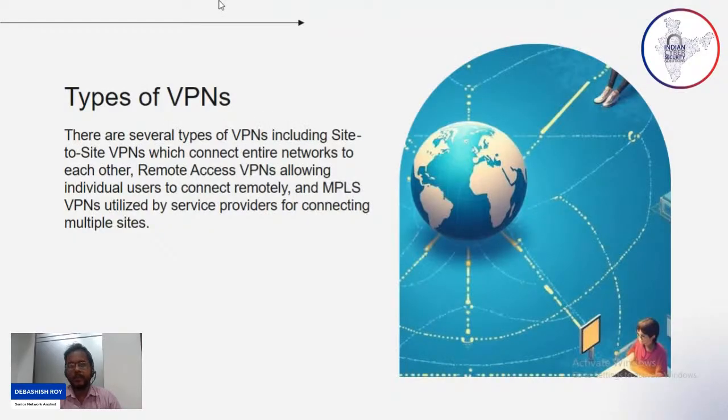Now, what are the types of VPN? There are several types of VPN, including the site-to-site VPN and remote access VPN. There are others like MPLS VPNs as well. Site-to-site VPN connects entire networks at each site. So two or more sites are connected to each other. That is a site-to-site VPN. And remote access allows individual users to connect remotely. Say you have a VPN client on your mobile also, then you can connect to the VPN server using the remote access VPN. Also, the MPLS VPN is used by service providers for connecting multiple sites over the MPLS, multi-protocol label switching, network.